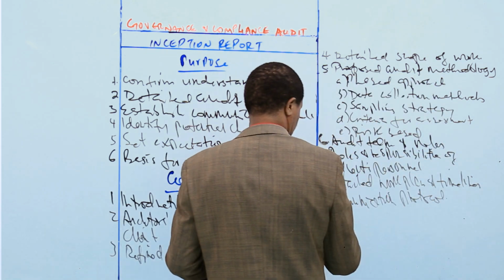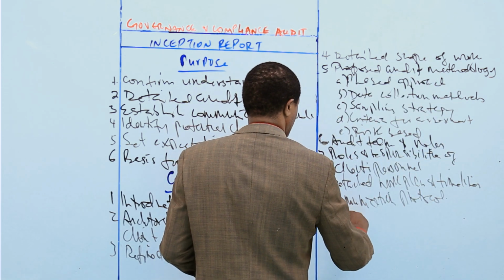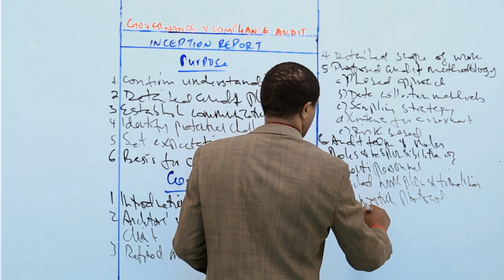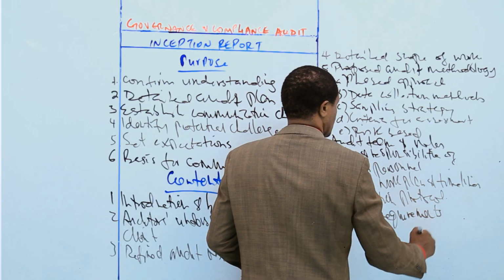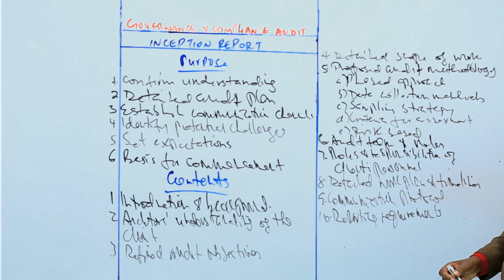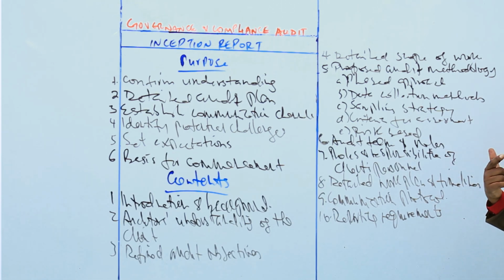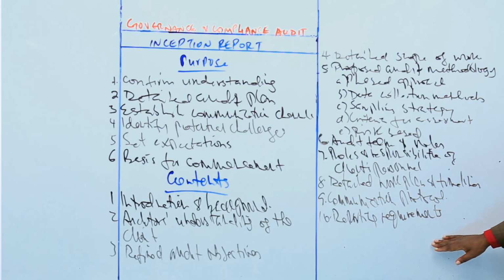Number 10, reporting requirements. The Inception report reconfirms the format, content, and distribution of all deliverables. For example, the audit report, the management letter, the executive summary, and so on. Reporting requirements must be part of an Inception report.